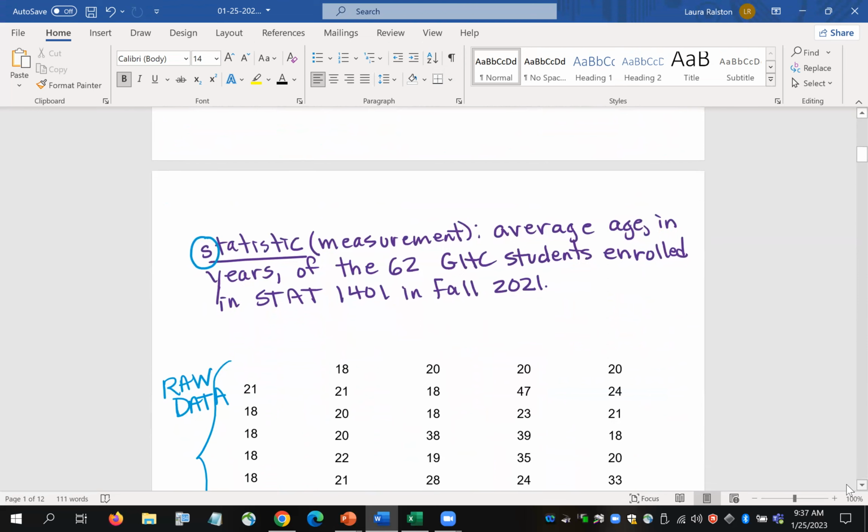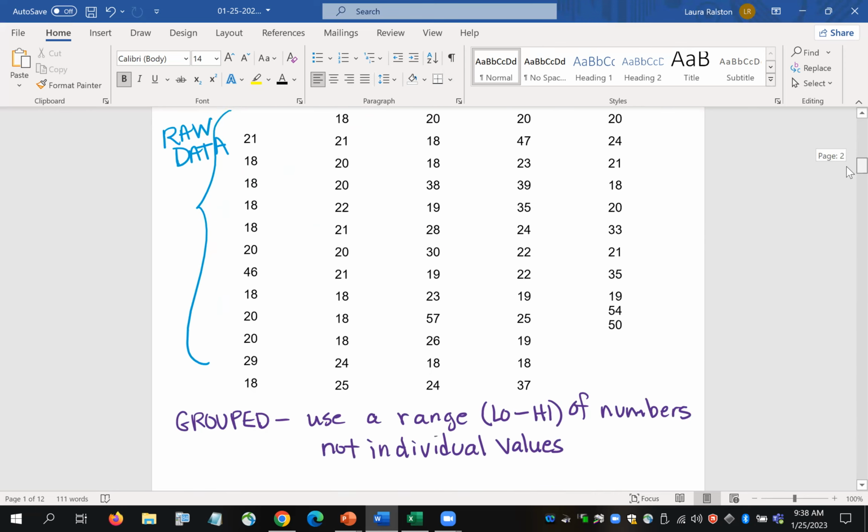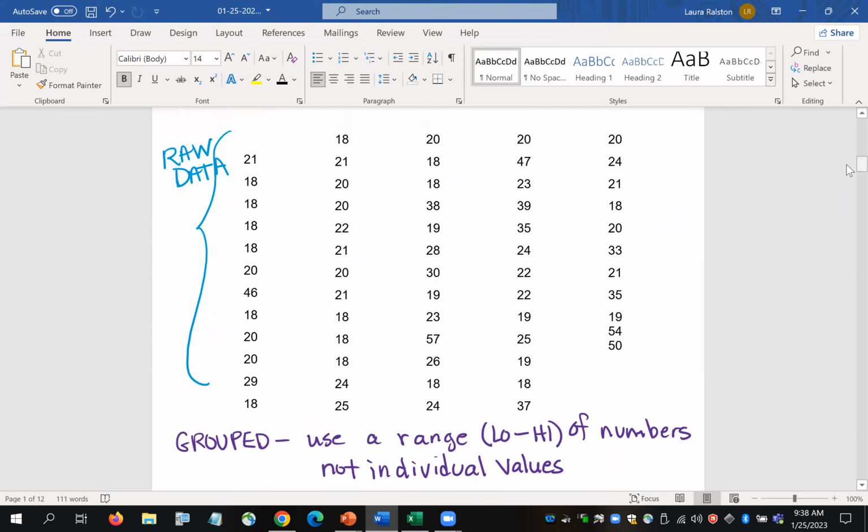Connected to that sample then is the statistic. And remember, the statistic is the same measurement as the parameter, but it is connected to the sample. So it's the average age in years of the 62 GHC students enrolled in Stat 1401 in fall 2021. And then I gave you the list of data. I gave you this list of 62 ages.